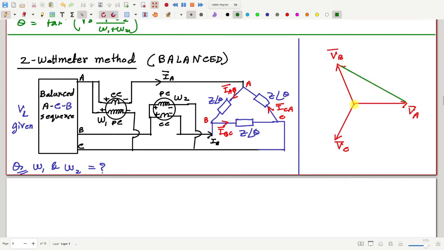Okay, which we may also draw here. This is at an angle of 30 degree. This is VAB. Okay, then how is VBC? VBC will be B minus C. Okay, so B minus C will be upwards.